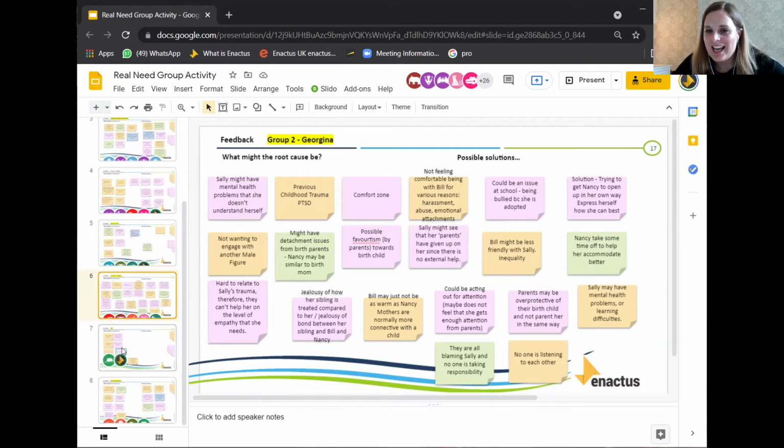The solution, again, this time idea, is that Nancy could take some time off to help look after Sally, and that nobody is listening to each other. And I think that's a really interesting one, that nobody is feeling supported in this situation. If we go on to the next group, Claire.